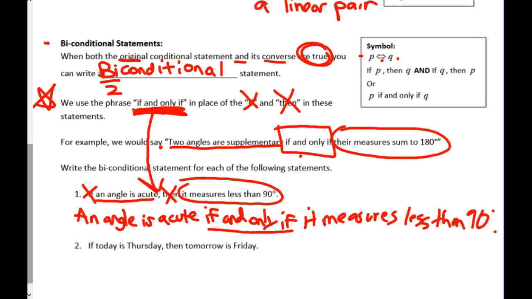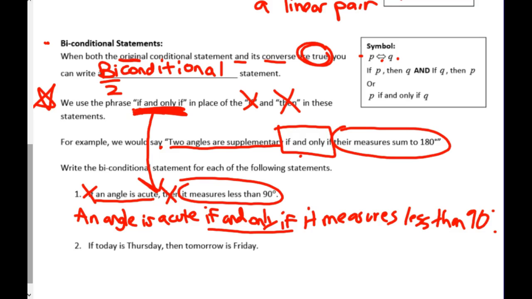Now, that's a biconditional because it's true both ways. Aren't acute angles less than 90? Yes. Aren't less than 90 angles acute? Yes. If it's true both ways, you got the double arrow, and it's called a biconditional with if and only if. Last one, let's do it together.